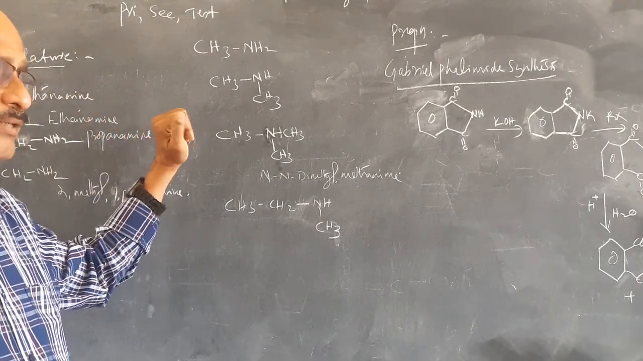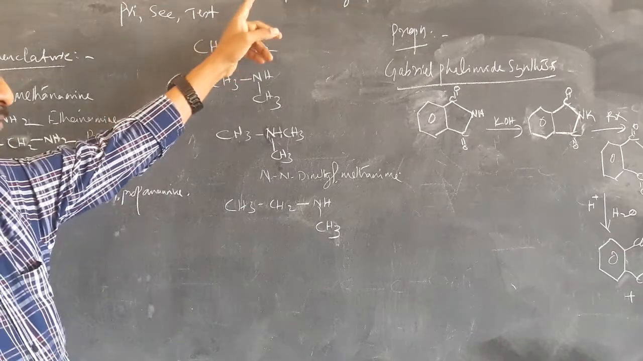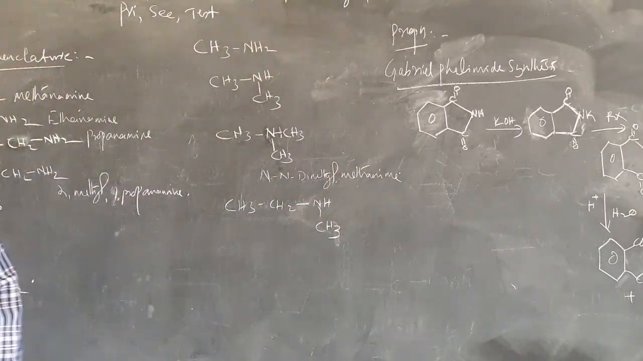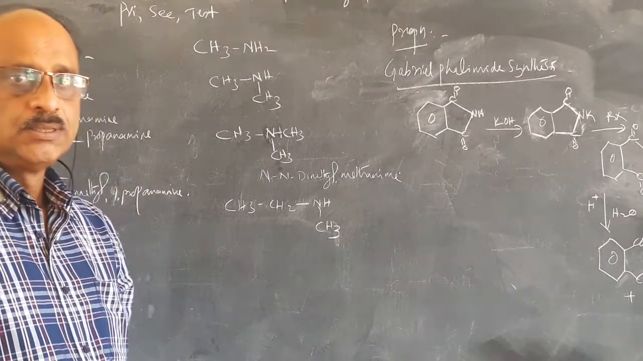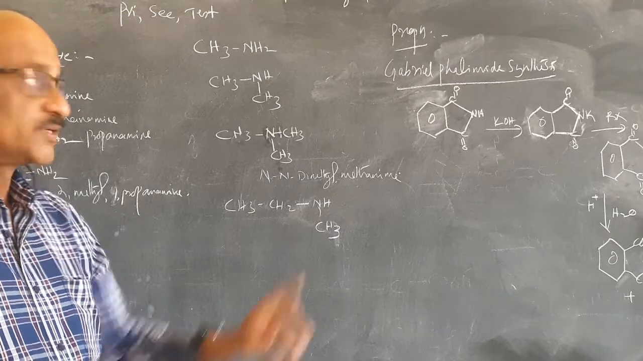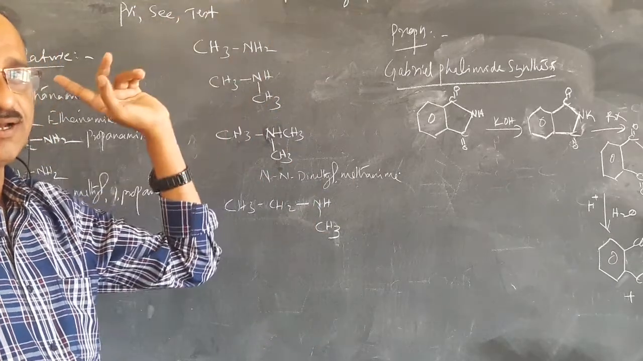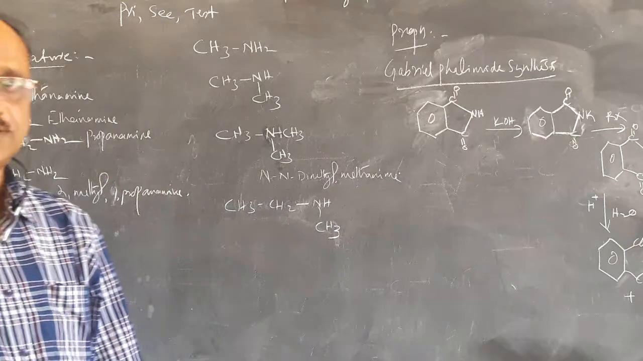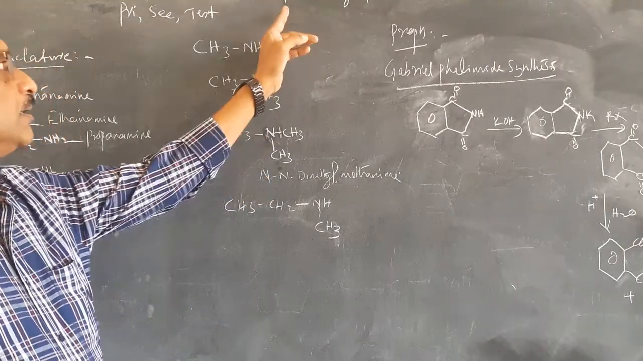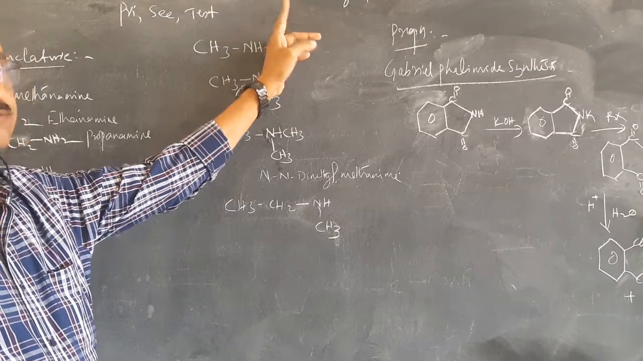Before starting the amines, there was one more reaction which was known as the Hunsdiecker reaction. The Hunsdiecker reaction is for the properties of a carboxylic acid. After completion of this reaction, let me start the new chapter, that is the amines. So what is the Hunsdiecker reaction?